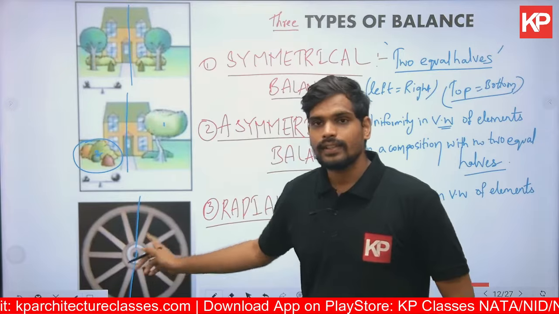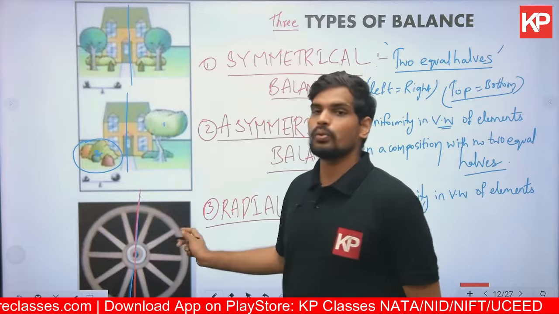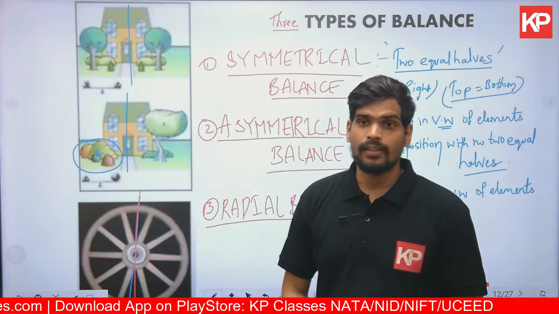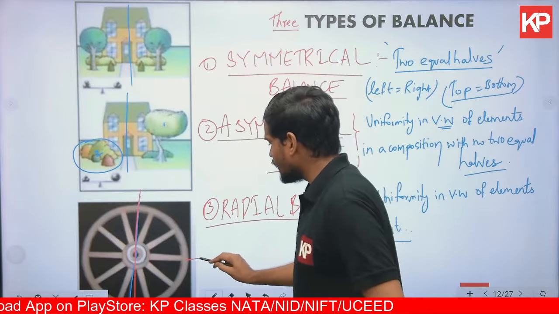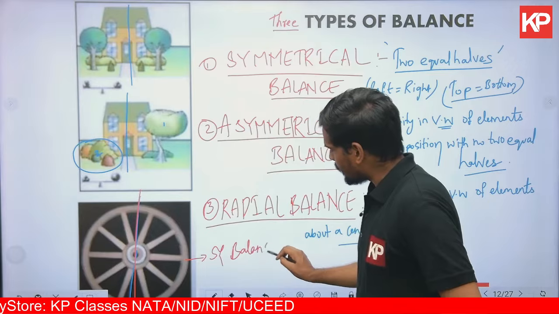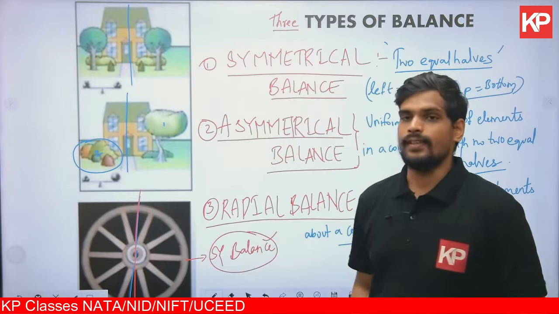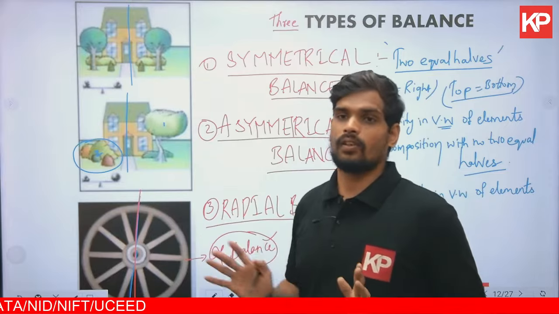If I draw a line, is the left and right exactly equal? Absolutely yes. So if I'm dividing it into 2 equal halves, can I call this symmetrical balance also? Absolutely yes. This picture is not only radial balance, this is symmetrical balance also. This can be called symmetrical balance as well, because there are 2 equal halves. So it is not necessary that this is only radial, not symmetrical.